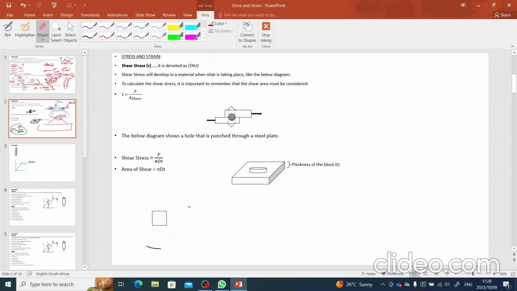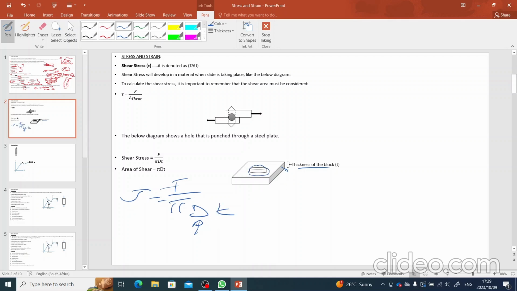when you are given a flat metal plate like this one, you have the thickness of the plate, okay? The thickness of the plate, then it has a hole. Now, in calculating the area of that hole, first you need to know how to calculate the stress there. It will be tau equals force over pi multiplied by d, where d is the diameter of that hole, multiplied by the thickness of this metal plate. Then you get the shear stress.